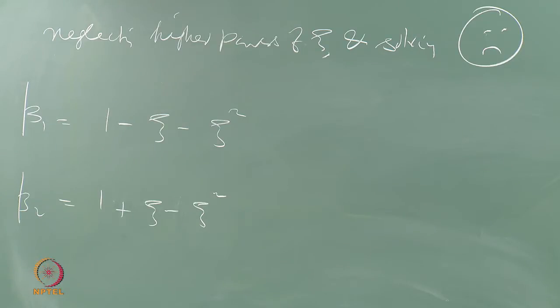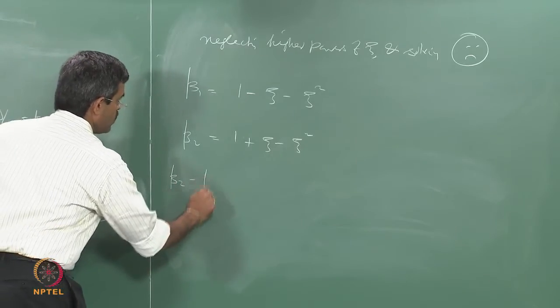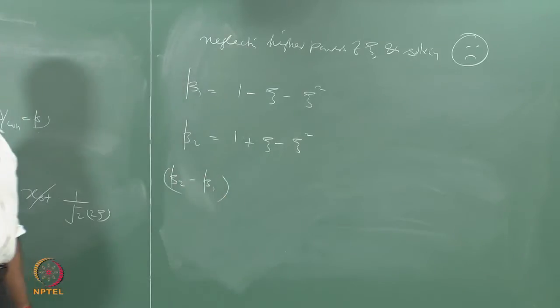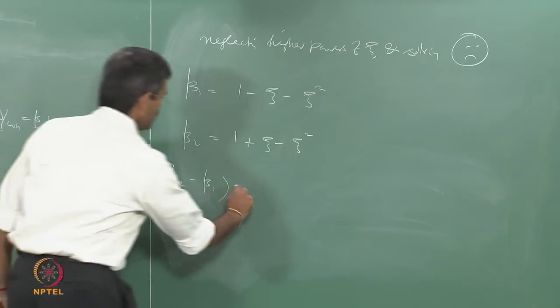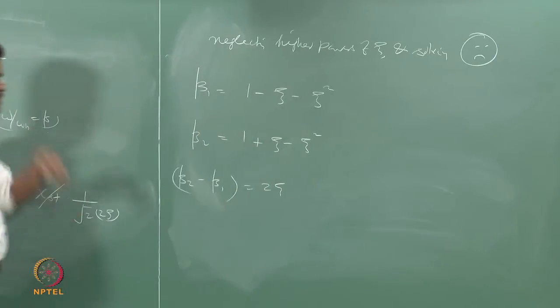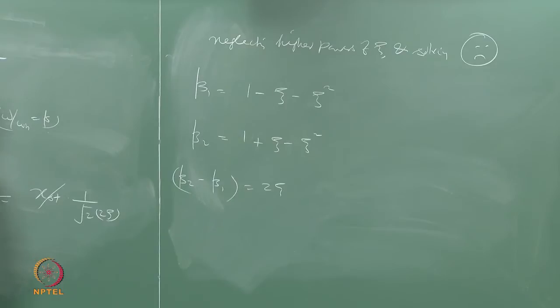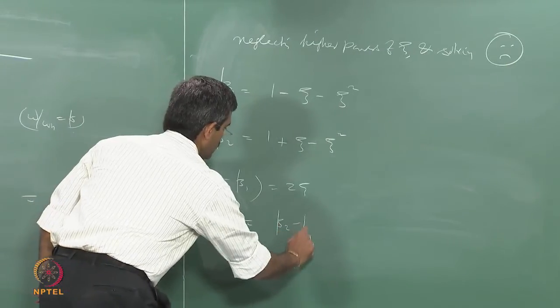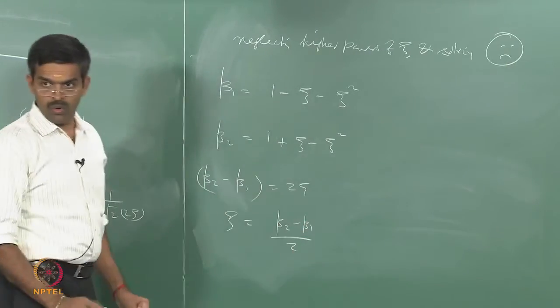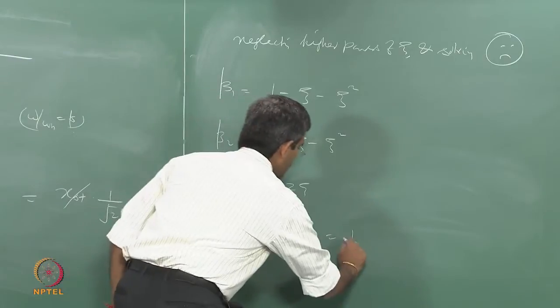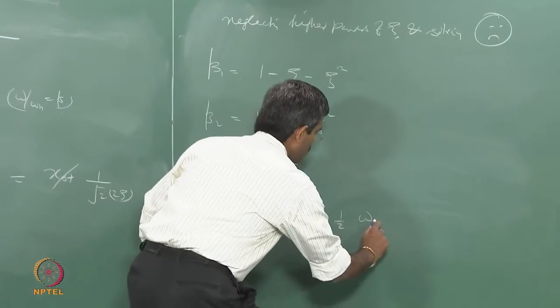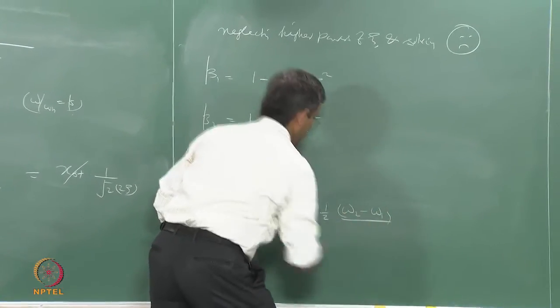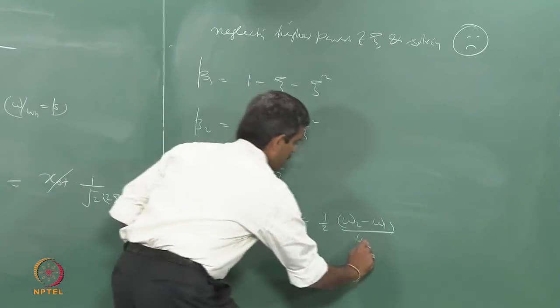So, I should say beta 2 minus beta 1 will be 2 zeta. So, I can easily get zeta now as beta 2 minus beta 1 by 2. I expand beta, which is half of omega 2 minus omega 1, but of course, divided by omega n.